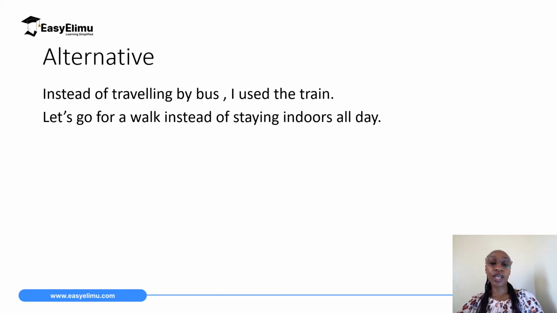Lastly, we can use complex prepositions to show alternative. So for example, instead of traveling by bus, I used the train. So I have the option of traveling by bus, but I have chosen to use the train. And in that sentence, our complex preposition is instead of. Let's go for a walk instead of staying indoors all day. So we can stay indoors or we can choose to go for a walk.